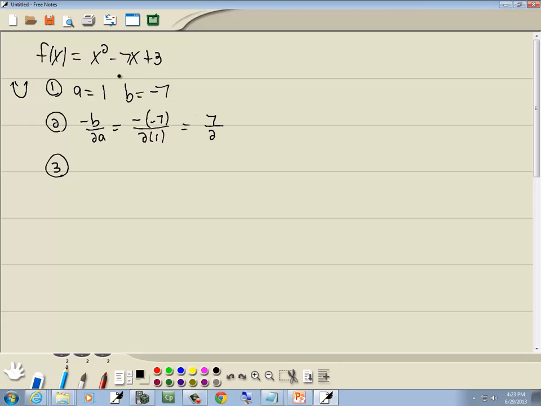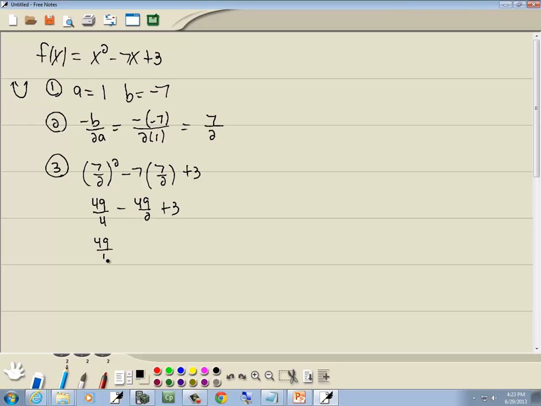We then want to take that value and plug it into our original function, so we got 7 halves squared minus 7 times 7 halves plus 3. 7 halves squared is 49 over 4 minus 49 over 2 plus 3.